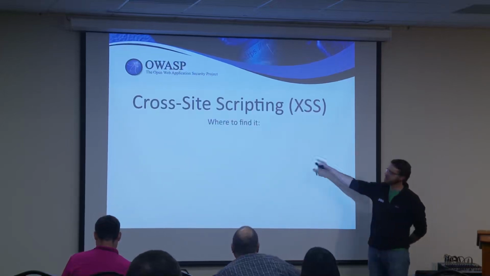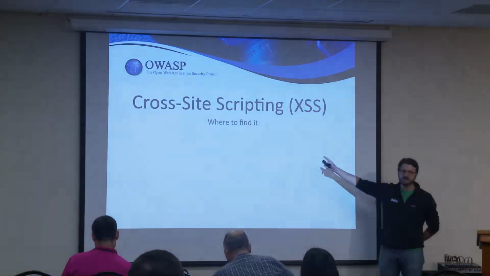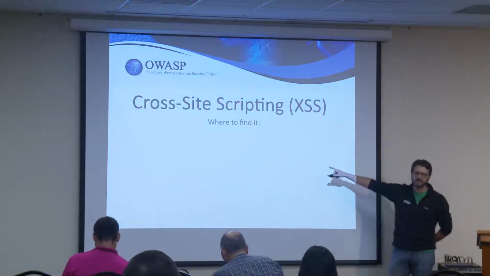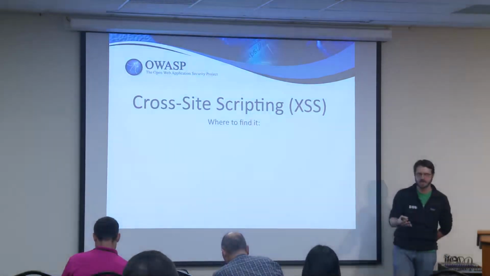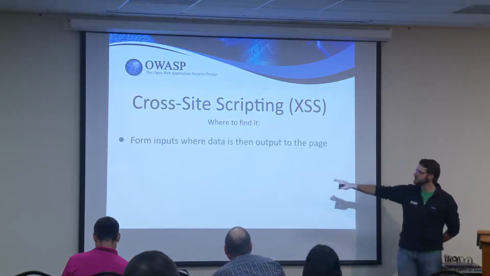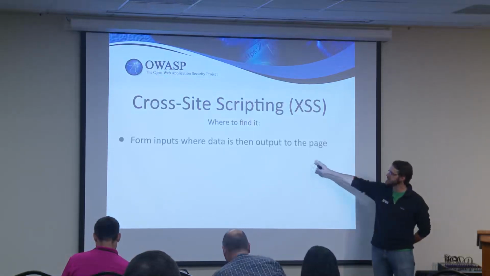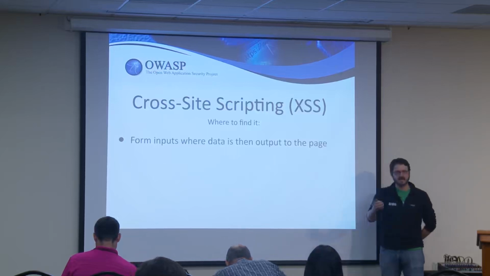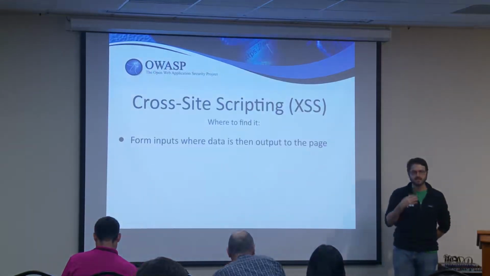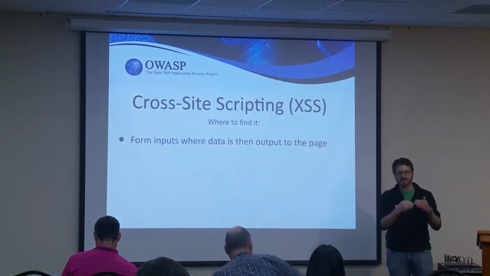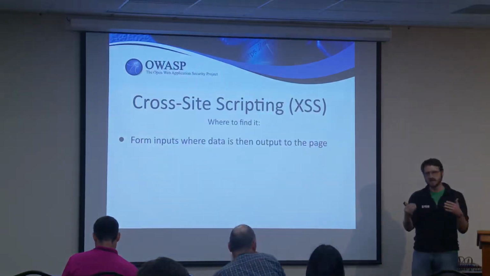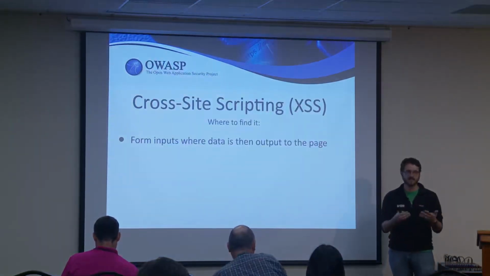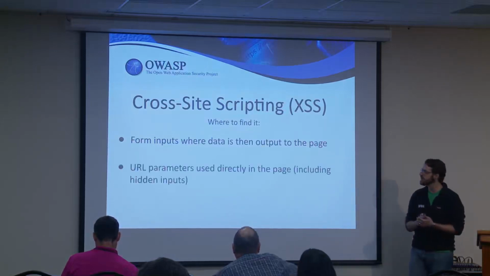So when you're working on an application, some of the places to look for the possibility of cross-site scripting, if you're testing your own application, look for any form inputs where the data is just basically then output to the page. A lot of times this can happen in a search field. You put a search term in and then at the top of the page it says you searched for whatever. Now if they're not properly escaping that, that's a pretty easy cross-site scripting vector to get in on.